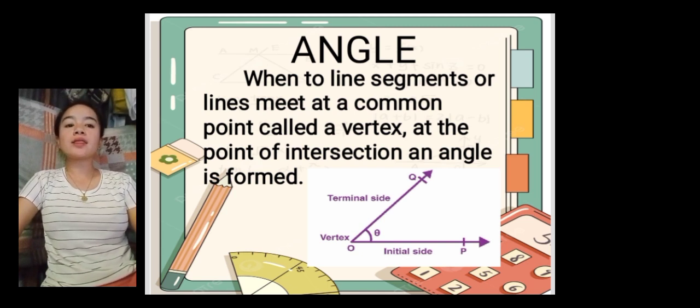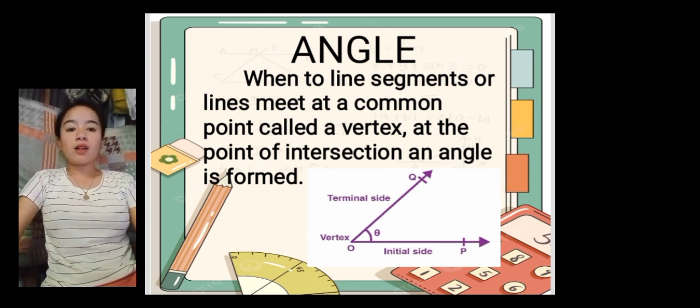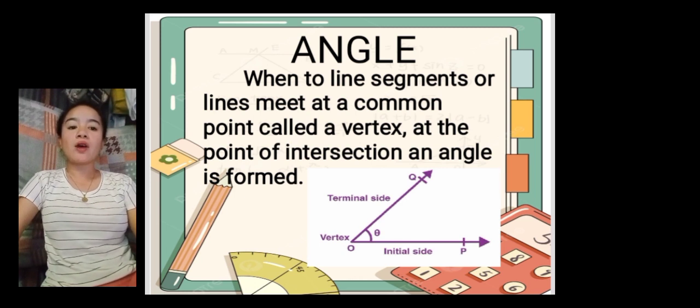Angle, when the line segments or lines meet at a common point called a vertex. At the point of intersection, an angle is formed. So here, we have an example. So in angles, we have three parts, which are terminal side, vertex, and initial side.